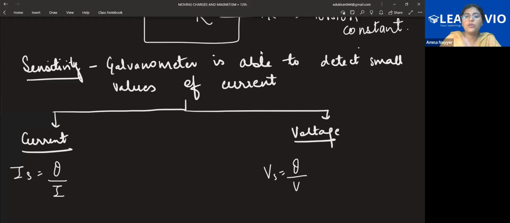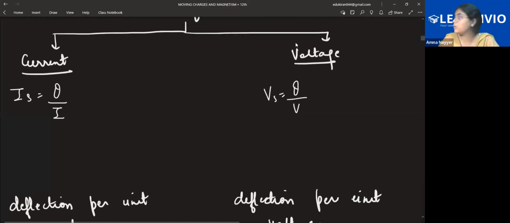You go and tell your friend something for correction, something for improvement, just something like that, and the person reacts to it. So what do we say? We say the person is very sensitive. So same thing: small amount of current, huge deflection. That is the same thing as sensitive. So if the galvanometer is able to detect small values of current, meaning huge deflection, then it is sensitive. There are two types of sensitivities which are available.